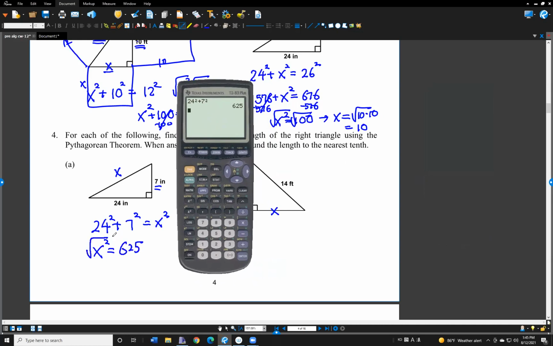Now we need to take a square root over here, right? This is x, isn't it? Square root of 625. How much? Square root of 625 is 25. We already know that.